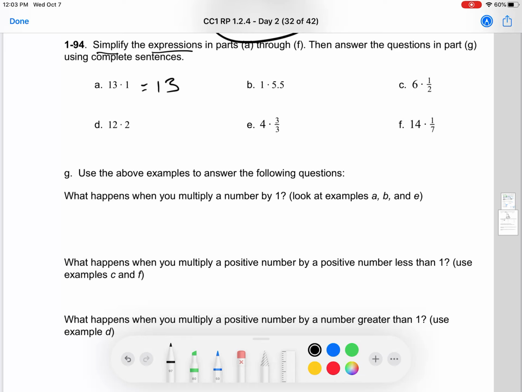What's 13 times 1? What's 1 times 5.5, right? Let me touch base about these three since they're a little bit messier, if you will. If I look at C, for example, it's saying 6 times 1/2. And what you can also look at it as is, what's 1/2 of 6? What's 1/2 of 6? And that's 3.